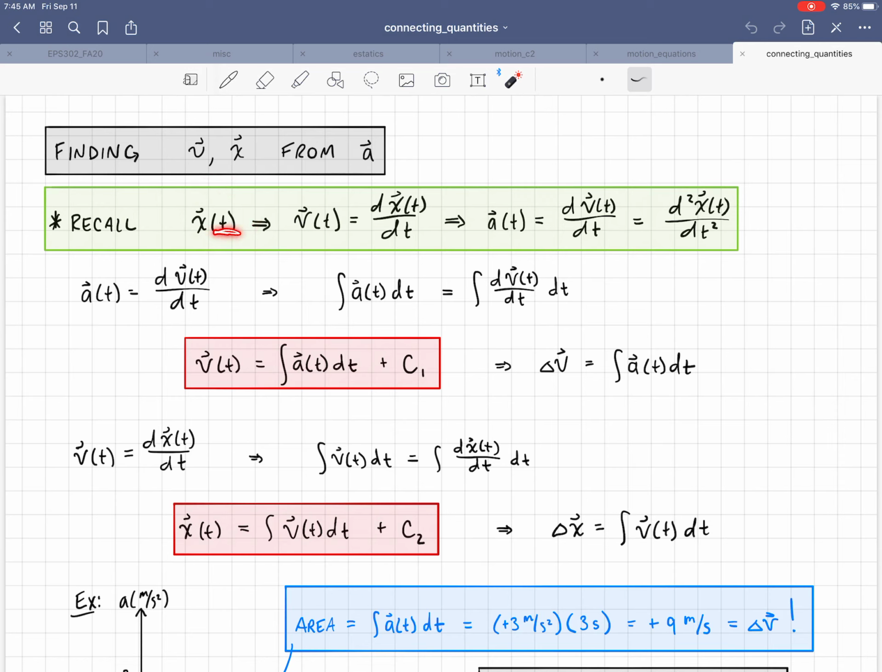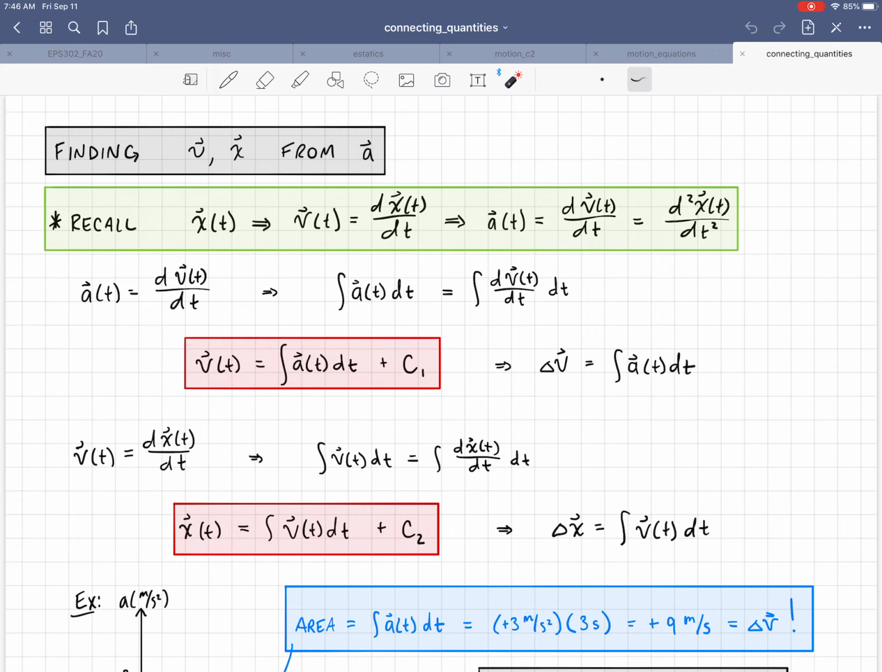So before we start, let's recall from our previous videos that if we have the position of an object as a function of time, then from that position we can get the velocity just by taking the derivative with respect to time of the position function. And then from this velocity function we can get the acceleration by taking the time derivative of the velocity function. And note that if we plug in the velocity here, that's equivalent. The acceleration is either the first derivative of the velocity function with respect to time or the second derivative of the position function with respect to time.